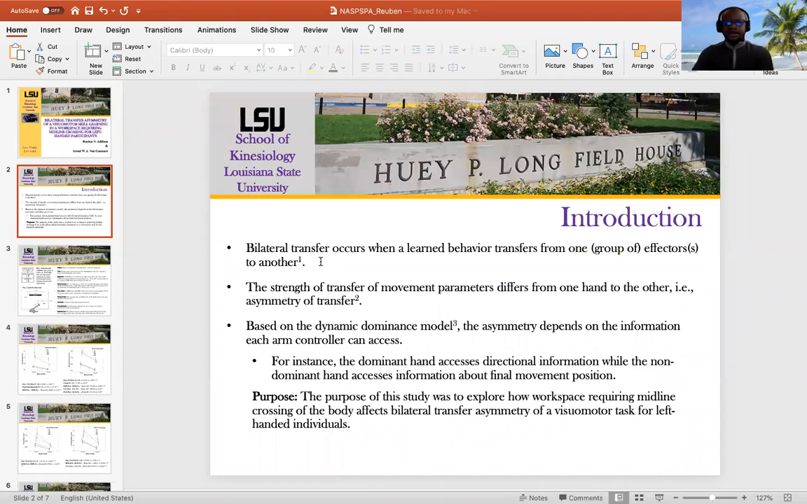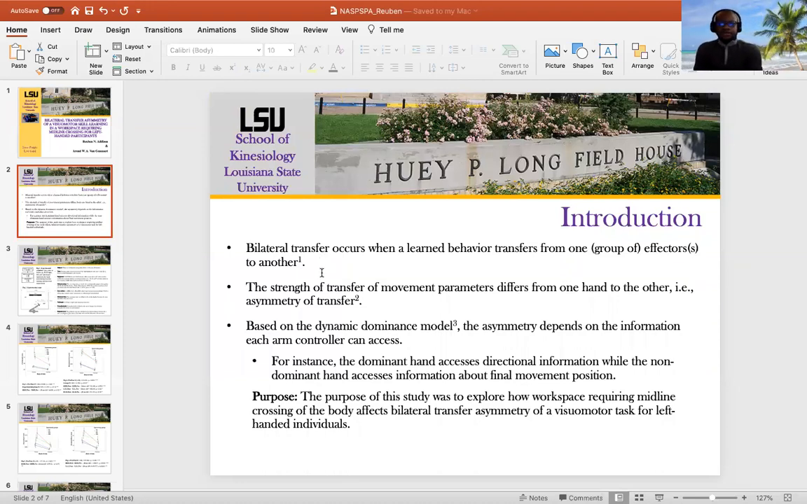It's basically a phenomenon that occurs when a learned behavior transfers from one effector or a group of effectors to another. The strength of transfer for some movement parameters differs from one hand to the other, and this is a concept known as the asymmetry of transfer.